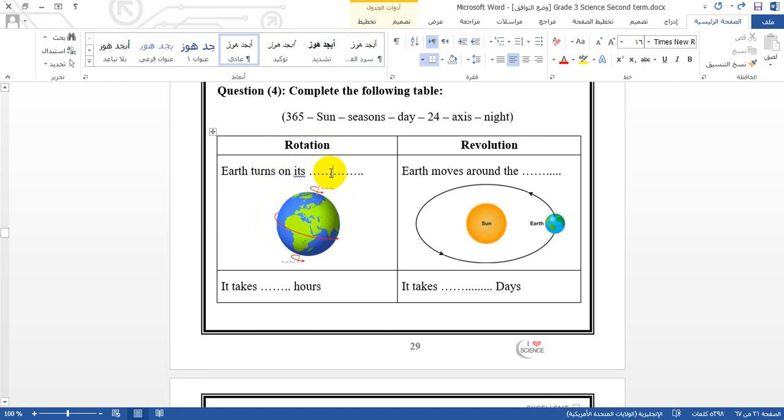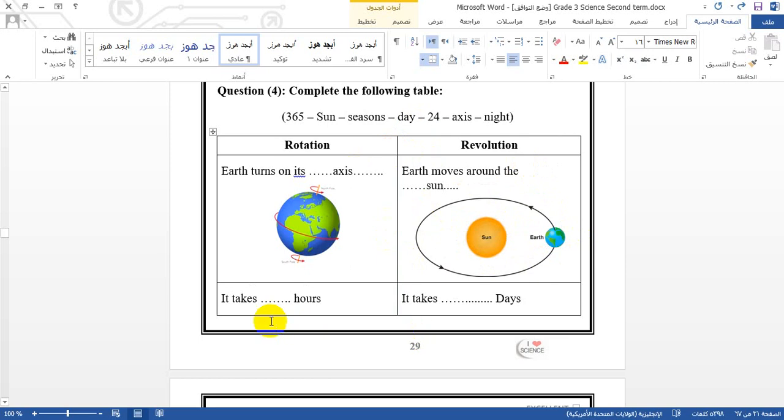Here we should write axis. And what about this one now, guys? Earth moves around what? Around the sun. Because the movement of Earth is around the sun, we have to write here the sun.